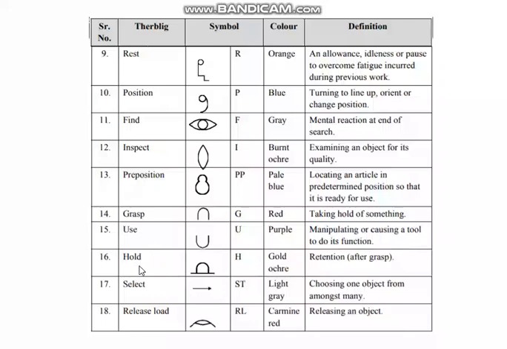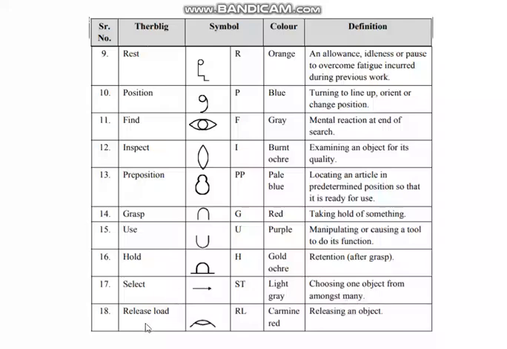Then hold is this symbol H, gold ochre, and retention after grasp. Holding means what? You have taken the screwdriver in the hand and you just held it for some time. That is hold. Then select. Select is an arrow, ST, light gray color, choosing one object from amongst many. Suppose there are three students, and out of that we call one student. That is, we have selected one student for some certain work, like that, selecting.